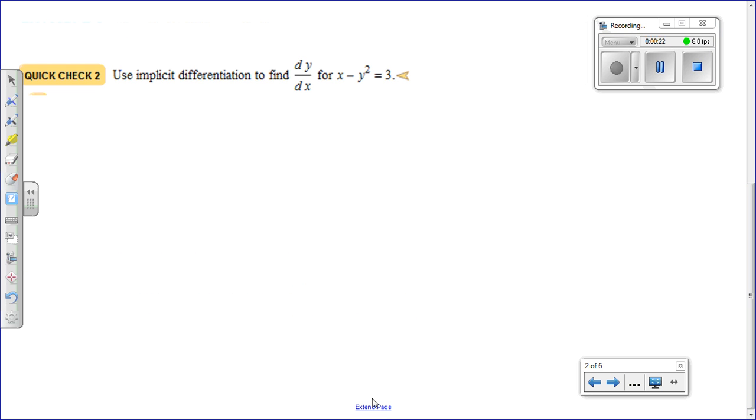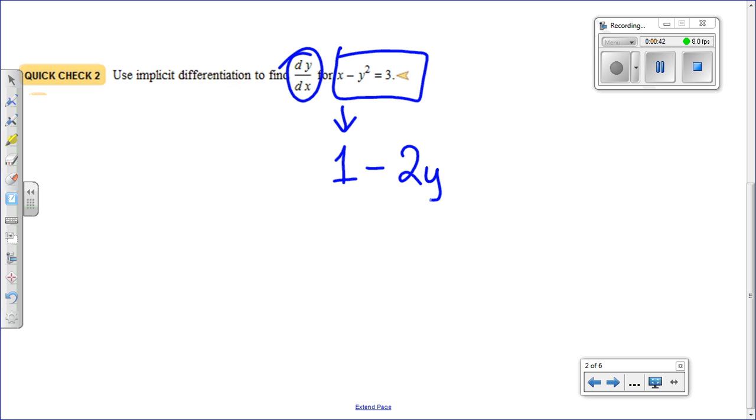We're going to solve that problem. So we're going to find dy dx. And we're solving for, not solving, but finding dy dx on that equation. So we're going to derive x, which is 1. And then we're going to derive y squared, so that's 2y. And every time we derive y, what do we need? dy dx. Very good.